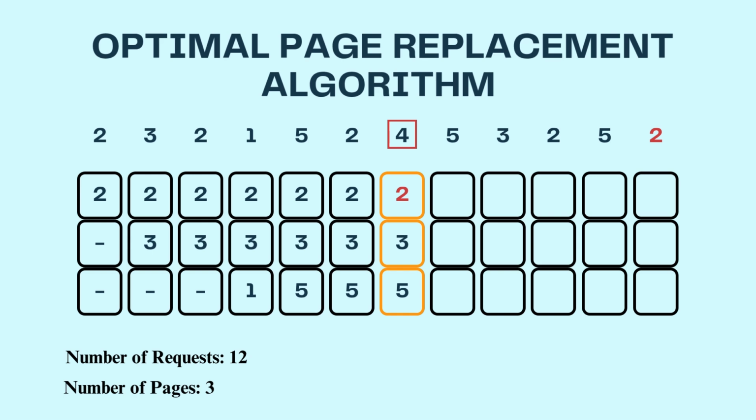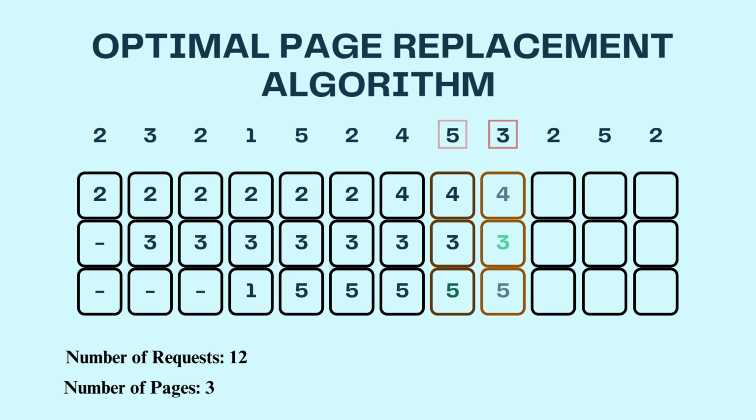For the next request, you need to see which number in the frame is the farthest away from the current request. In this case, it is 2, so the number 2 will be changed to 4. For the next two requests, the number is already in the frame, which means there is no need to change.